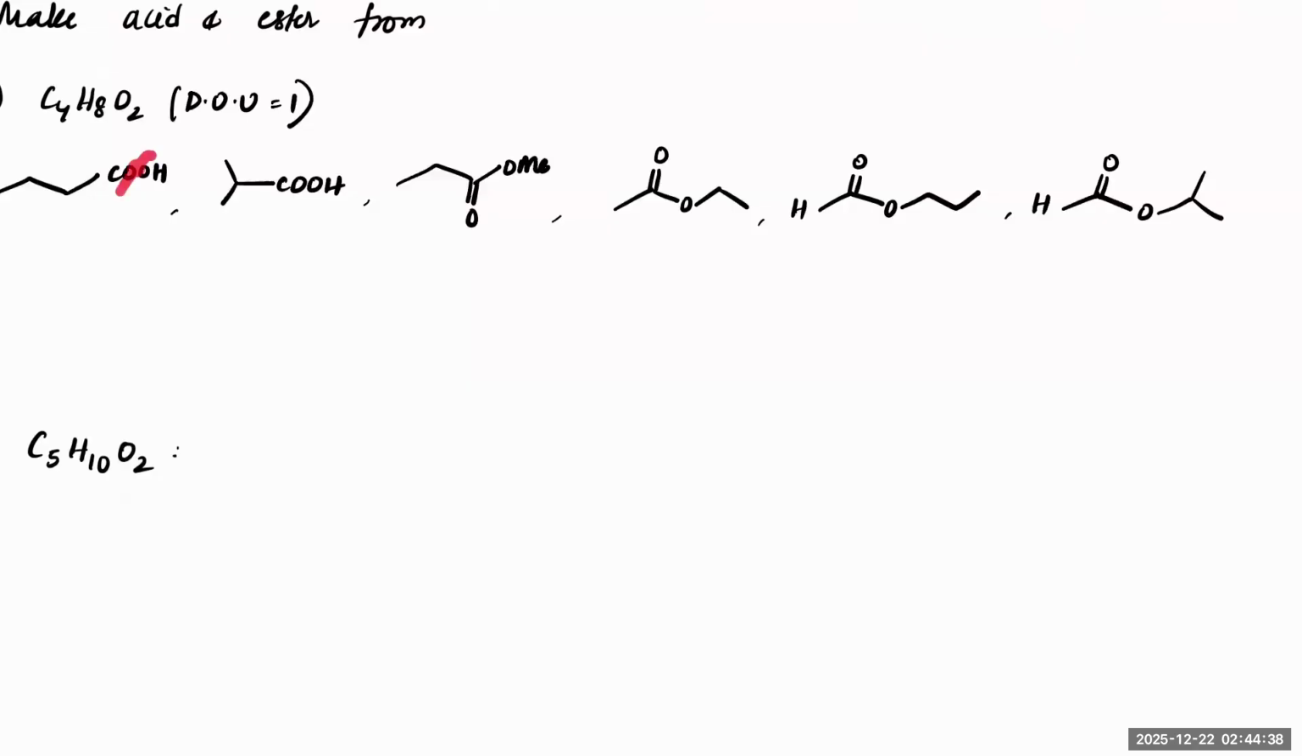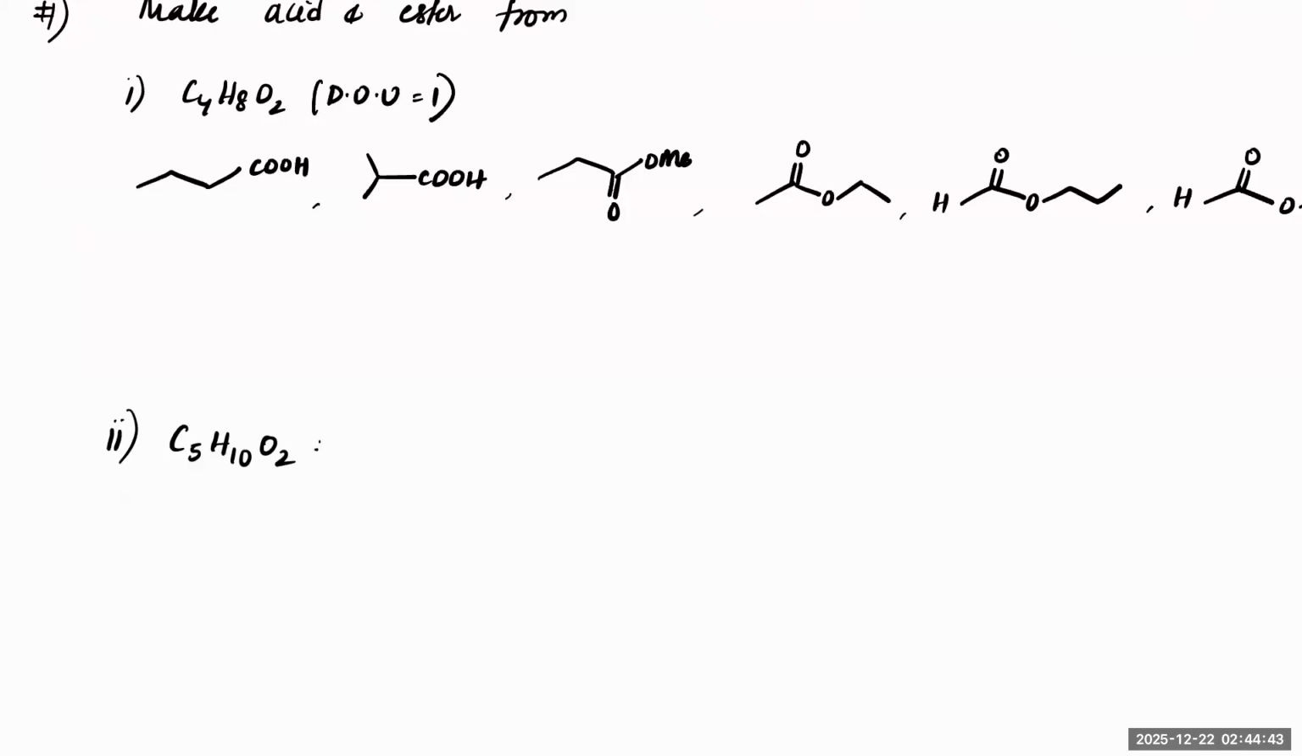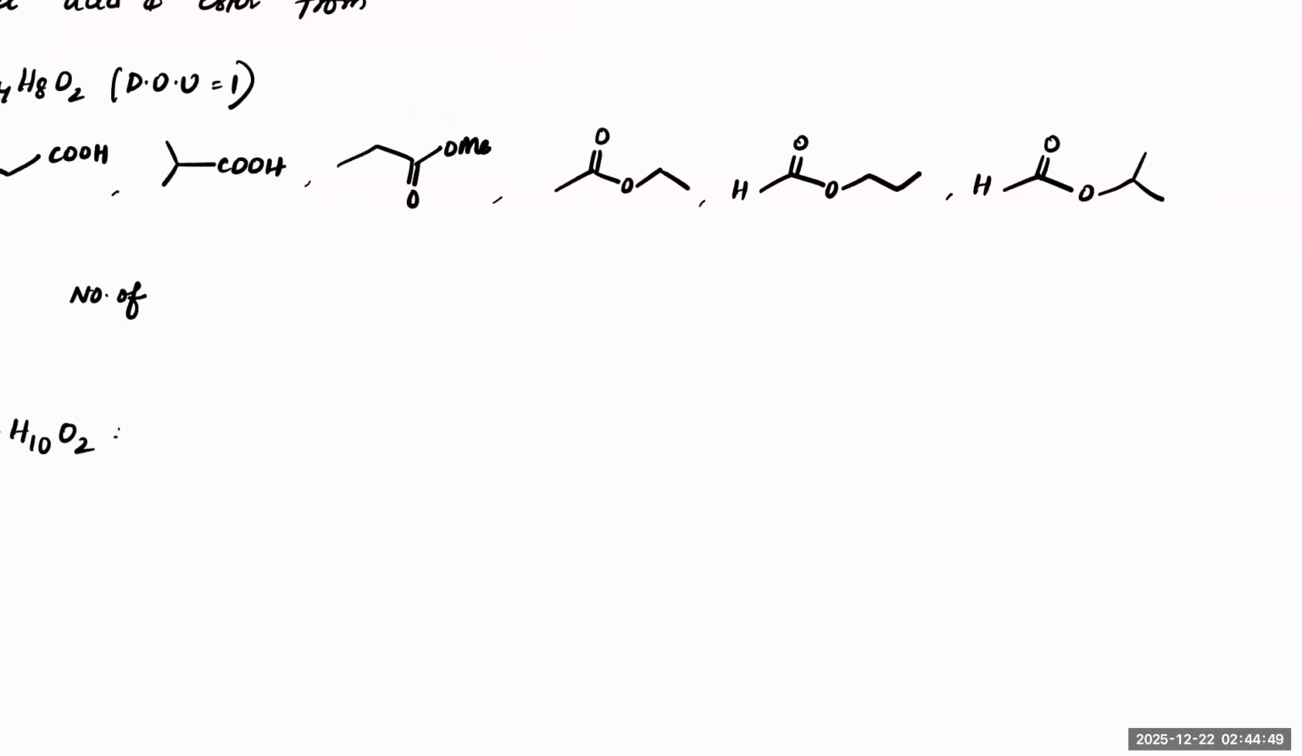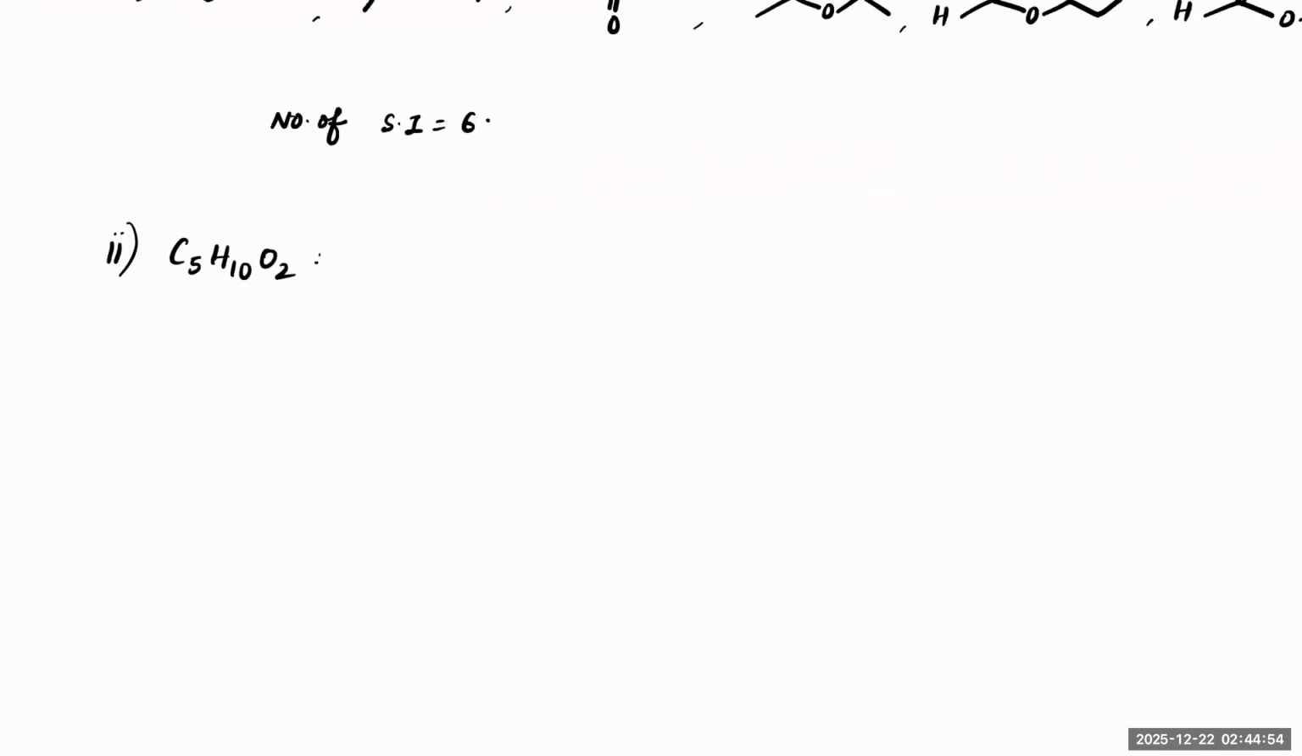So check out how many we have. 1, 2, 3, 4, 5, 6. So total we have 6 such possibilities. So the number of structural isomers is 6 in this case. Next.